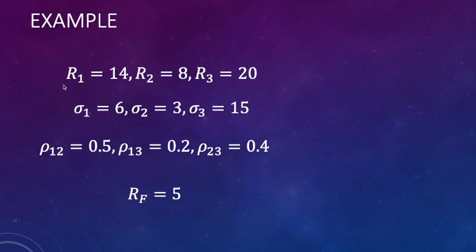So there are 3 securities, and the returns for all those securities are given. The standard deviations are also given, and the correlation coefficients for each pair are given, like 1 2, 1 3 and 2 3. So all the details are given, and the risk-free return rate is given, and your job is to calculate the efficient frontier, that portfolio of these x values, right? So that's the challenge. Pause the video now, and I'm going to reveal the answer in the next slide.